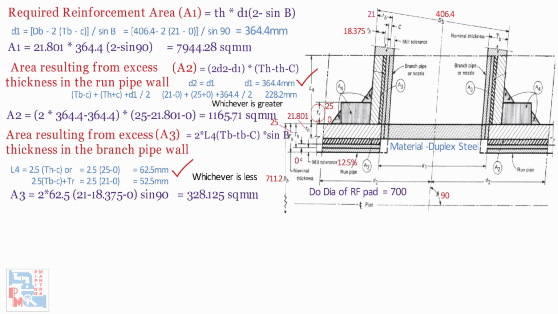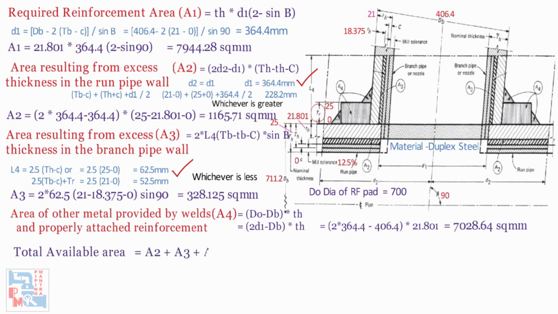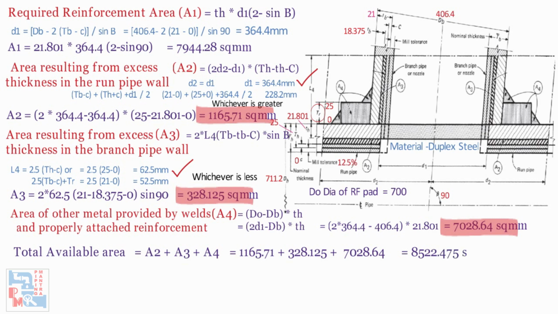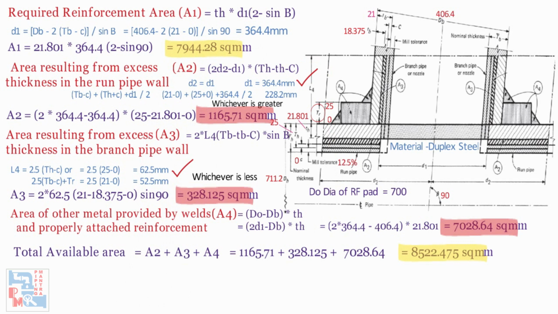Now the area A4 is the area of other metal provided by welds and properly attached reinforcement. A4 is 2d1 minus dB into TH. The value of A4 is 7028.64 mm square. Total available area, that is A2 plus A3 plus A4, is 8522.475 mm square, where required area A1 is 7944.2844 mm square.